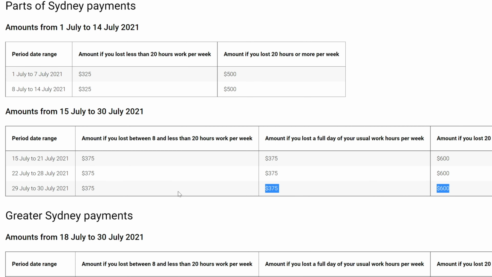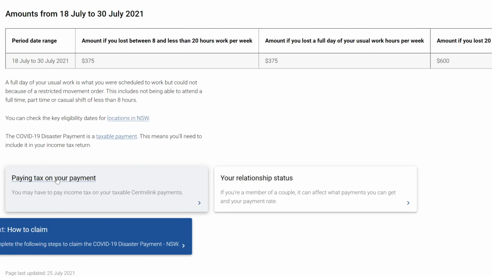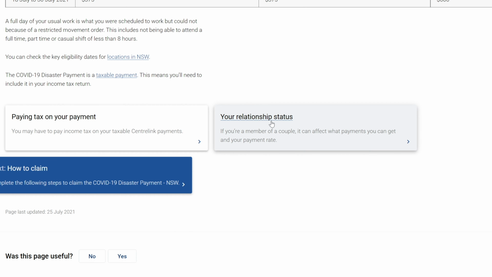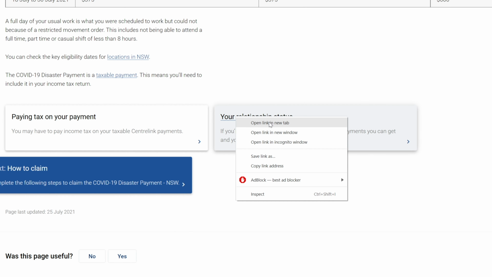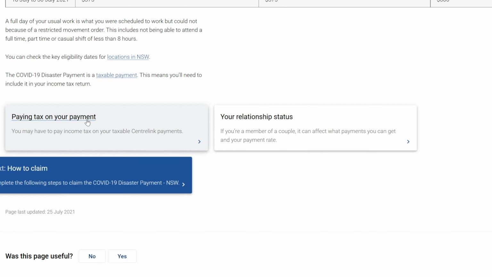And the payment is the same for each consecutive week. Another thing is you also need to declare your taxes for these payments. Your relationship status matters: if you're a member of a couple, then you can both apply for these payments if both of your usual work hours have been affected by the COVID-19 restrictions.